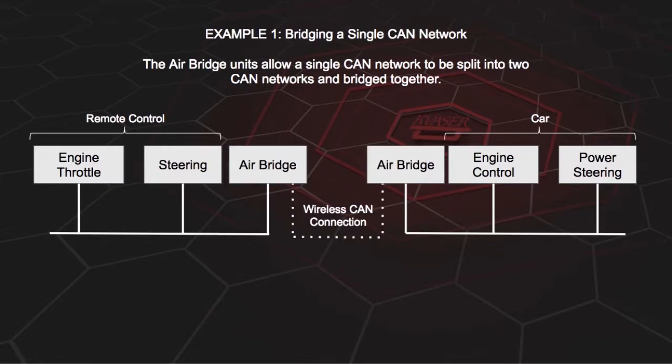If we break the cable in the middle and install AirBridge, we create a wireless connection between the two parts of the CAN network. Because we started with one CAN network, for example, let's say it was operating at 500K baud rate, both networks are communicating over AirBridge and both operating at 500K baud.